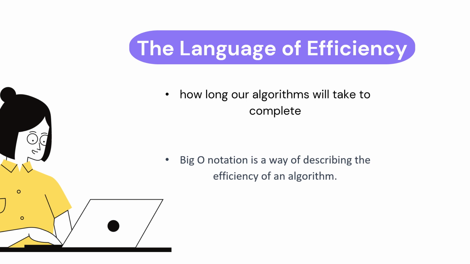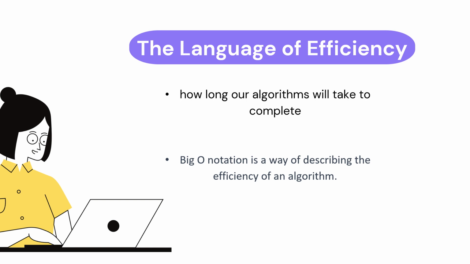Imagine you're planning a road trip. What's the first thing you consider? Well, it's usually the estimated time it will take to reach your destination. Similarly, in the world of programming, we are often concerned with how long our algorithms will take to complete. That's where big O notation comes in.